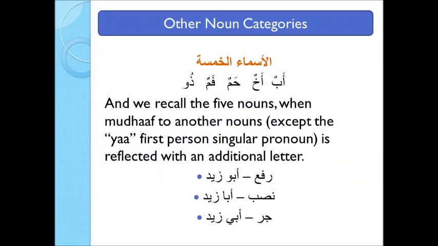And we remember al-asma' al-khamsa, the five nouns: ab, akh, ham, fam, and dhu. When they are mudaf to another noun, except the ya first person singular pronoun, their grammatical position is reflected with an additional letter. In the state of rafa with a waw, Abu Zayd. In the state of nasab with an alif, Aba Zayd. And in the state of jar with a ya, Abi Zayd.